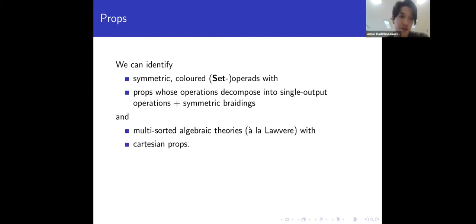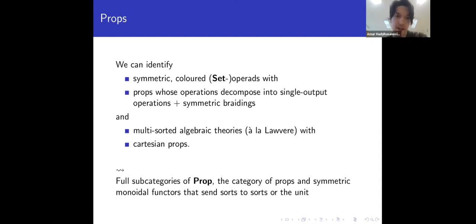We can also identify multi-sorted algebraic theories in Lawvere's sense with props that are in particular Cartesian, in the sense that the symmetric monoidal structure is actually a Cartesian monoidal structure. The tensor product is a Cartesian product. If we define a category of props whose morphisms are symmetric monoidal functors that send sorts to either sorts or the unit, this is a slight deviation from what people usually do. Usually they consider functors that only send sorts to other sorts, but it seems quite harmless, and it's useful for technical reasons in this talk.